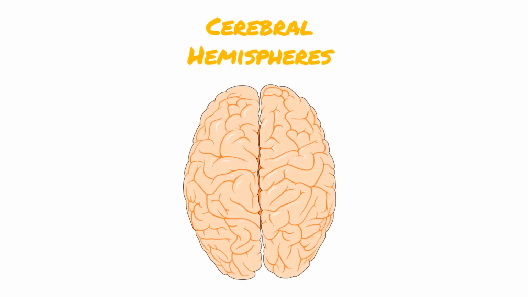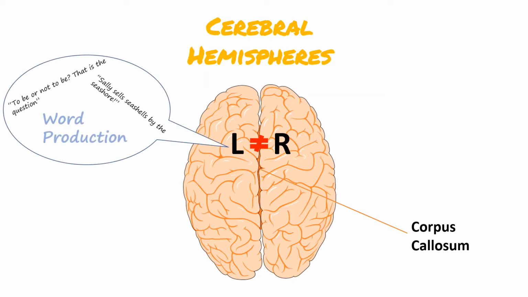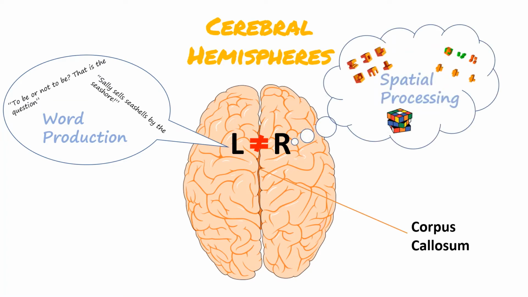The brain can actually be further divided into two halves, also known as hemispheres. The left and right hemispheres are connected by a bundle of nerves known as the corpus callosum. Although they're very similar in structure, the left and right hemispheres are responsible for different functions. As a matter of fact, the left hemisphere is known to be responsible for the formation of words, while the right hemisphere is believed to be better for processing spatial information.